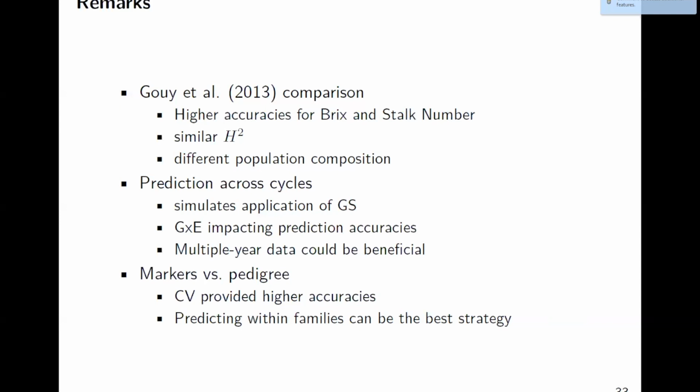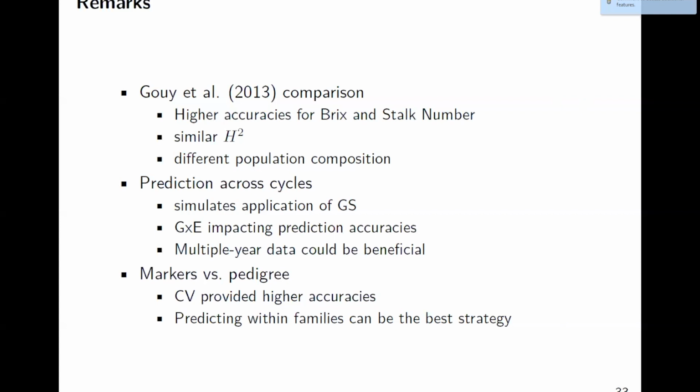I think if you had multiple year data, maybe you could get some improvements in our predictions and get a clearer view of the trends with regard to the GBI that's happening. And then with regard to whether to use markers or the pedigree for prediction, we could observe an advantage in doing cross-validation.